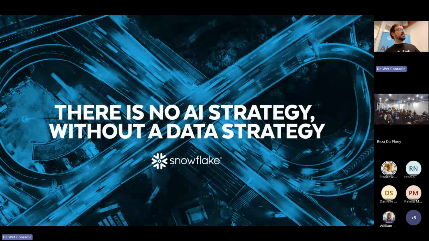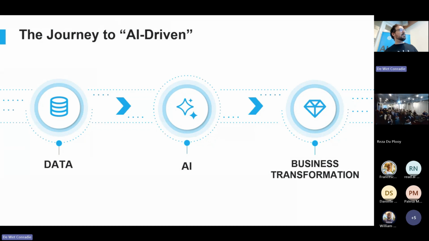There we go. This is something that Snowflake's been punting for a very long time. AI is everywhere these days, and I think this is very salient: there's no AI strategy without a data strategy. It's foundational to building good stuff. And what Snowflake means by this is that this is the journey they want you to undertake, moving from data to AI, but AI isn't the purpose in itself. The purpose is to actually transform your business.